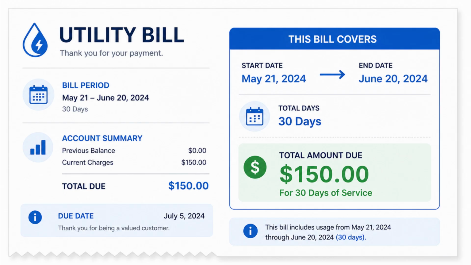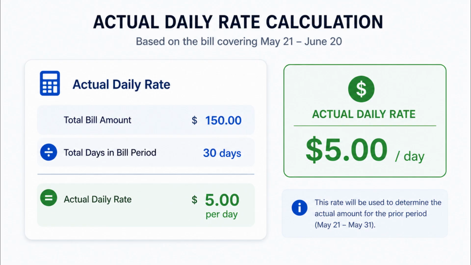So now the actual bill arrives and it covers May 21st to June the 20th. The total bill is $150 and it's over 30 days. Now we calculate the actual daily rate, which is 150 divided by 30 days, or $5 per day.